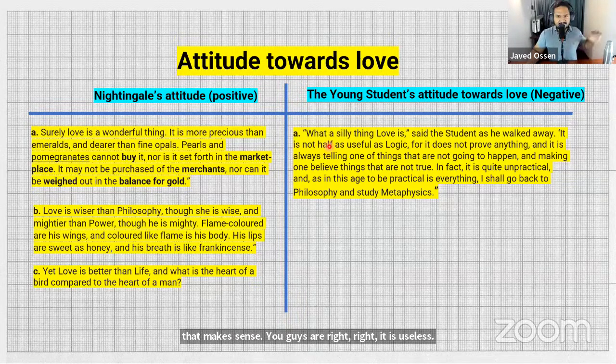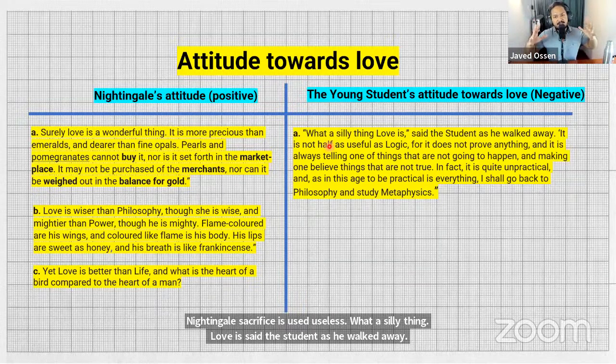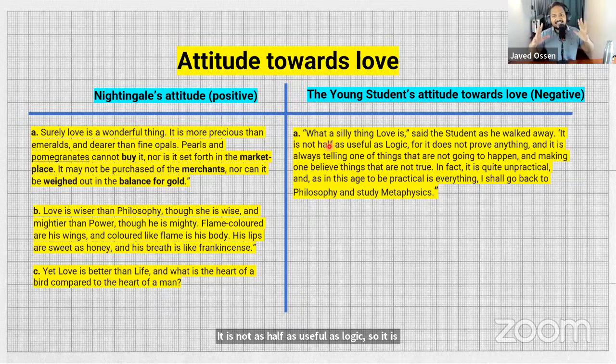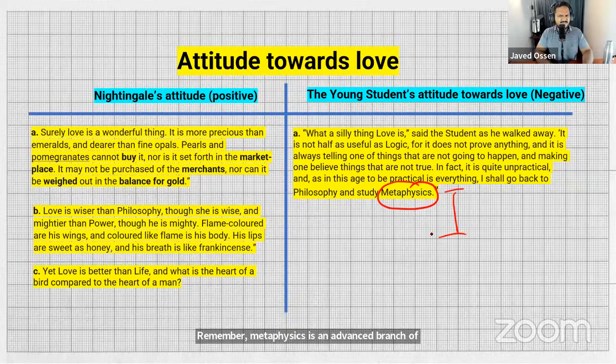"What a silly thing love is," said the student as he walked away. "It is not half as useful as logic, for it does not prove anything, and it is always telling one of things that are not going to happen and making one believe in things that are not true. In fact, it is quite unpractical, and as in this age, to be practical is everything, I shall go back to philosophy and study metaphysics." Remember, metaphysics is an advanced branch of philosophy, a very advanced kind of philosophy.